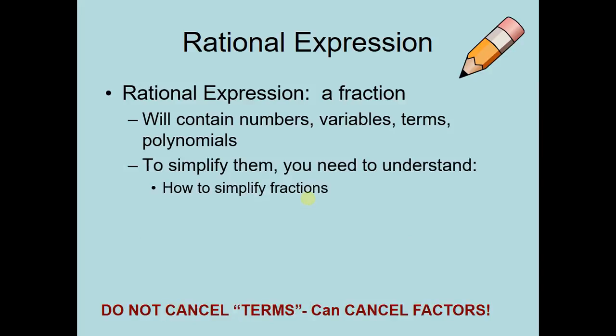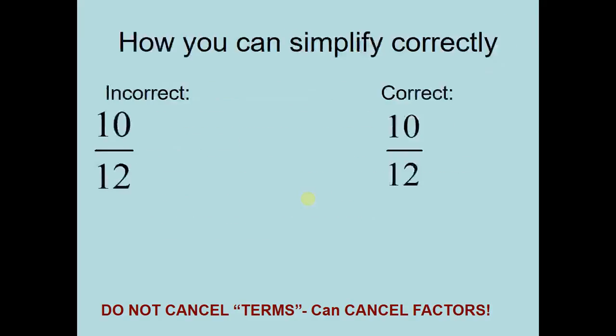To be able to simplify them, you need to know how to simplify fractions, which you've done before, how to correctly cancel, and how to factor. Now, you are not going to cancel terms, you can only cancel factors. And you're probably wondering, what does that mean? What does it mean to cancel terms and not factors? Well, how do you simplify?